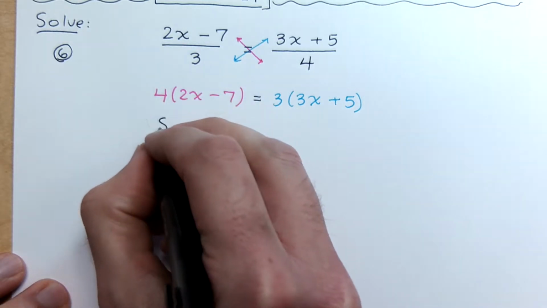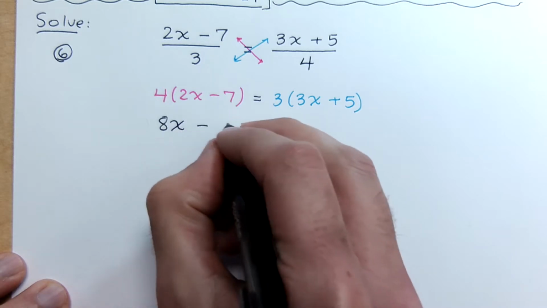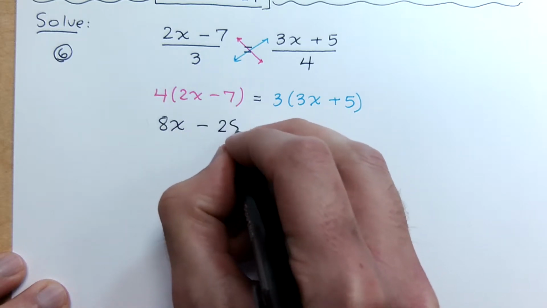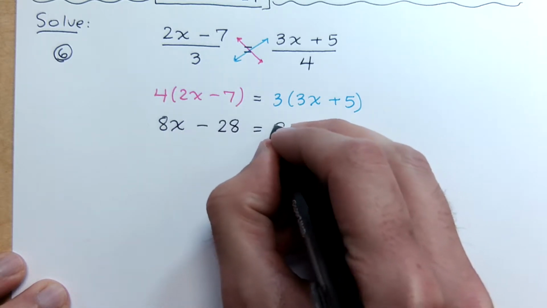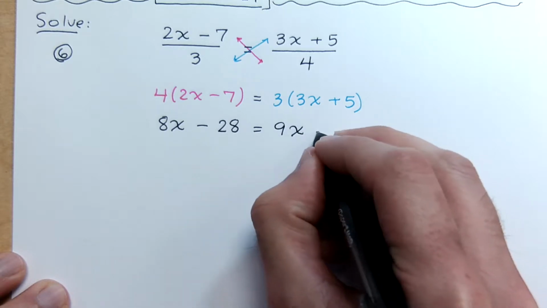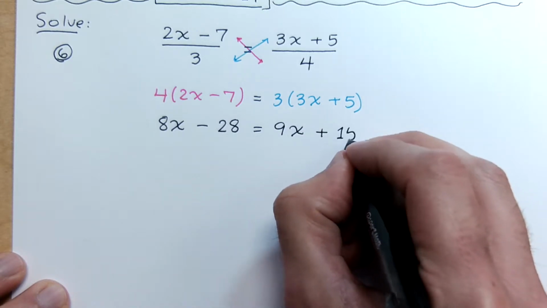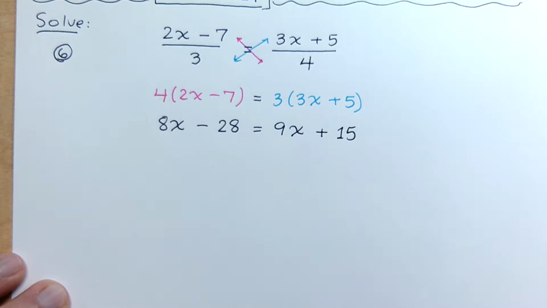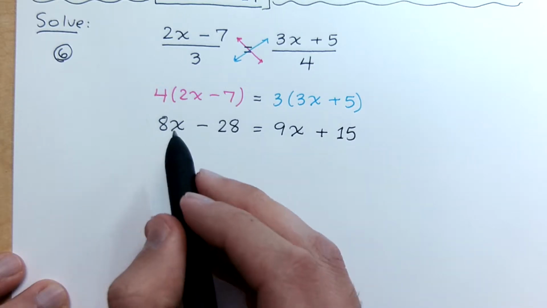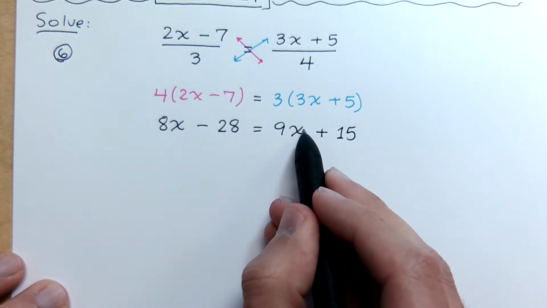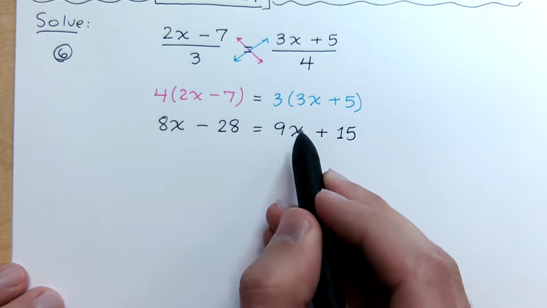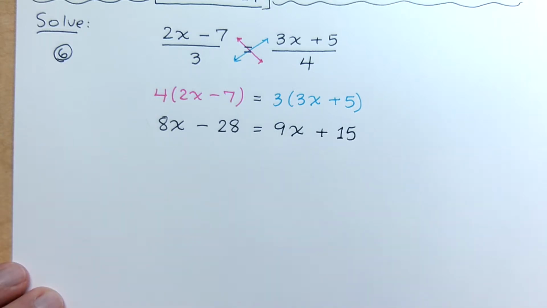So 4 times 2x is 8x. 4 times minus 7 is minus 28. Distribute the 3. We have 9x and plus 15. Notice that the highest, most difficult thing you have here is x to the first power, which means we have one solution, but we can't get that solution until I get the x's on one side and the constants on the other side.